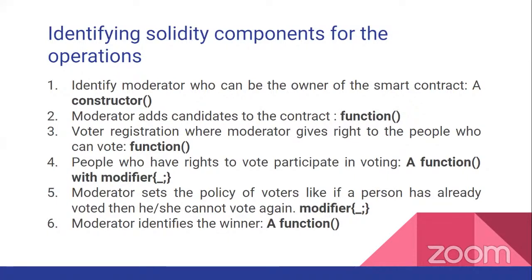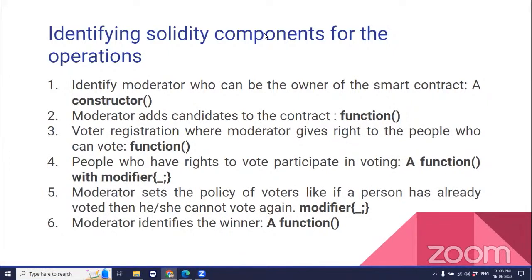So we will add modifiers. I'll tell you what a modifier is. A modifier is something that checks whether a particular function can be called or not. We will set the modifier for the right to vote, and for the case where she or he has voted, then he or she cannot vote again. So in both cases. And finally, we'll have a function that the moderator will call for identification of the winner. Okay, so let's start the coding of this contract.